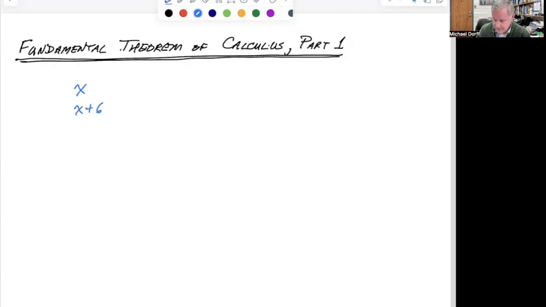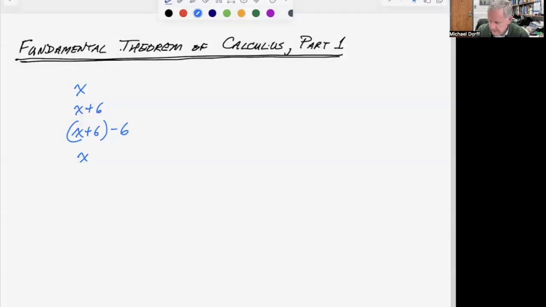Now, if I take that new number and I subtract 6 from it, what do I end up with? I end up with x. Not a big surprise, but we started with x, we ended up with x. We ended up with the original number. This is because addition and subtraction undo each other. They're inverse operations.